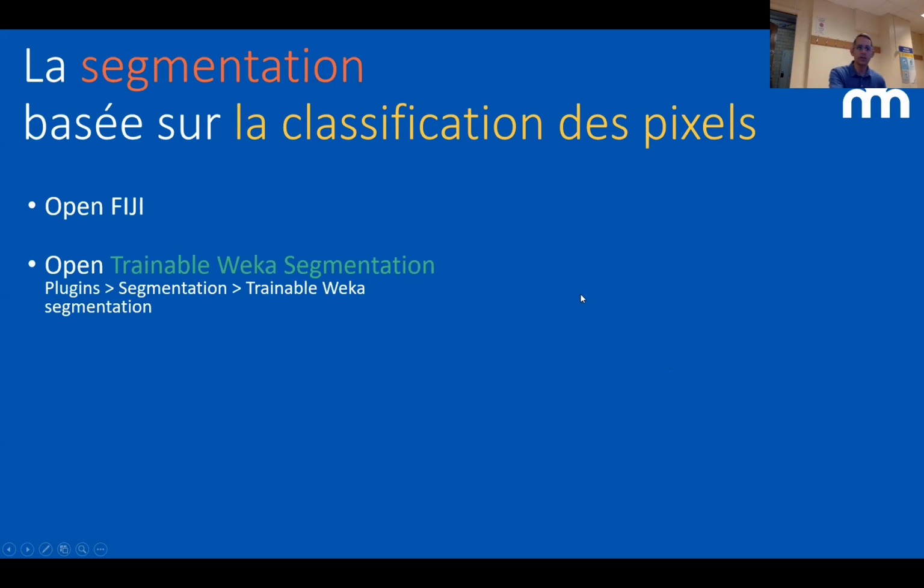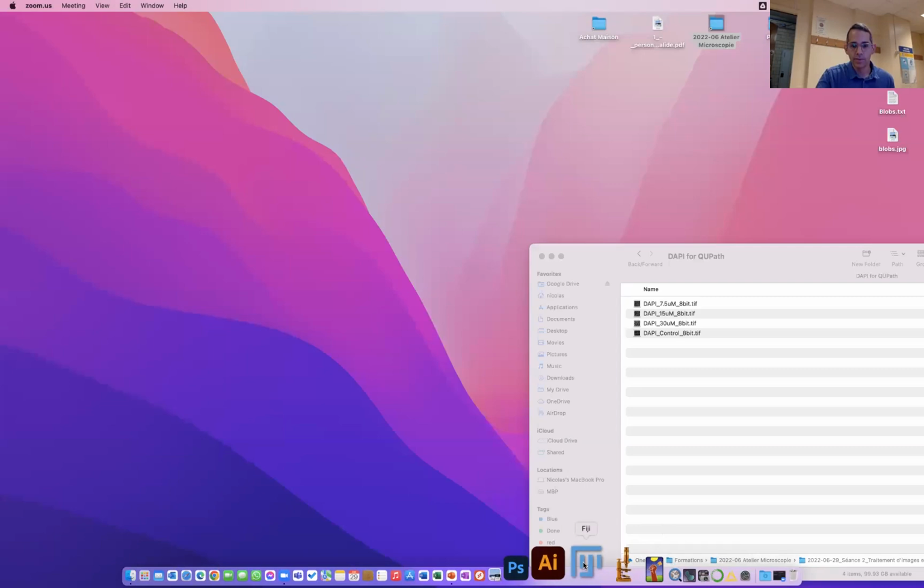Now we're going to move to something called segmentation, and trainable segmentation using a tool present in Fiji. It's a very simple tool, but it's actually working very well. So I'm going to move up to Fiji on my other computer, and we're going to open something called trainable Weka segmentation. You can find it in Plugins, Segmentation, Trainable Weka Segmentation. So I'm going to share my screen. I'm going to open up Fiji.